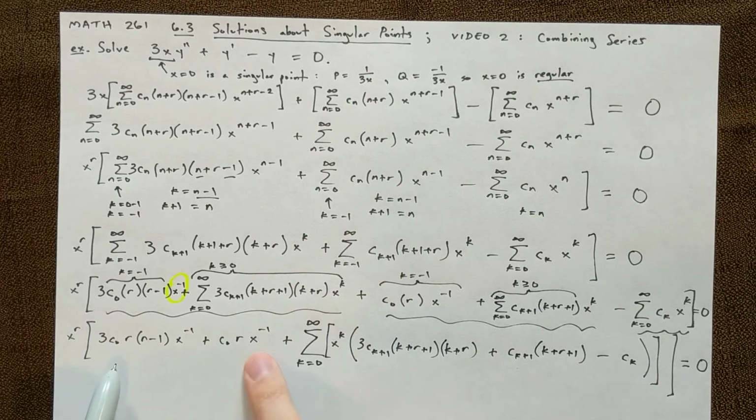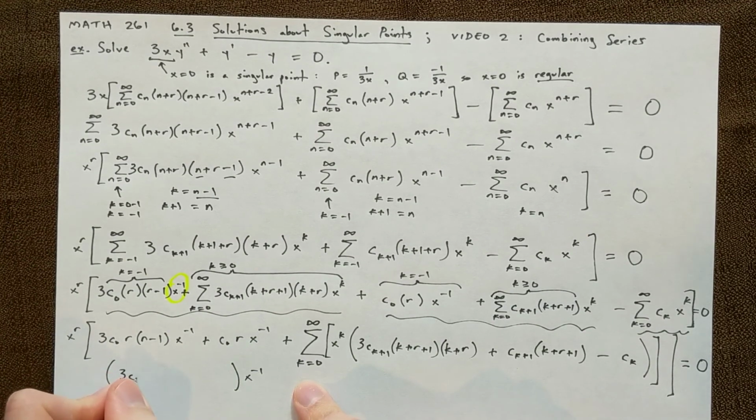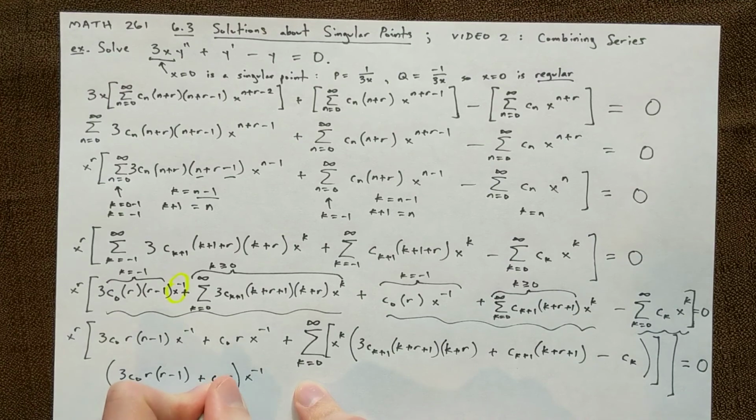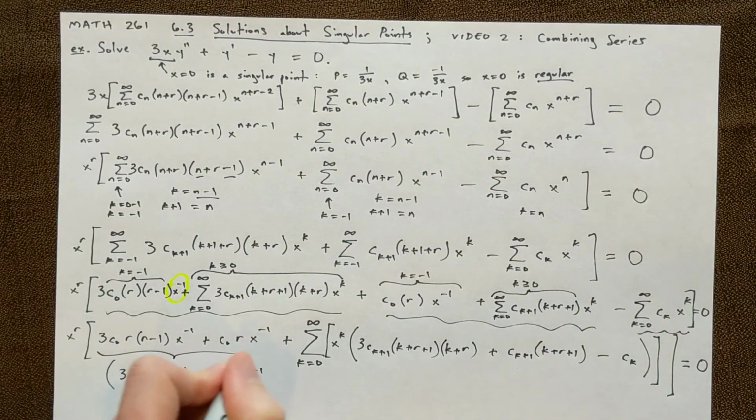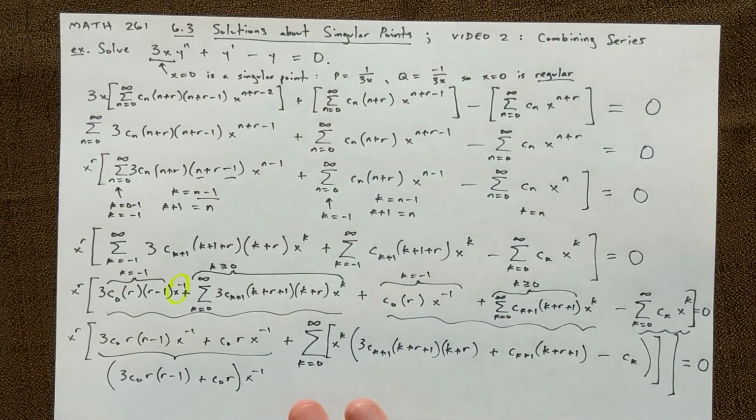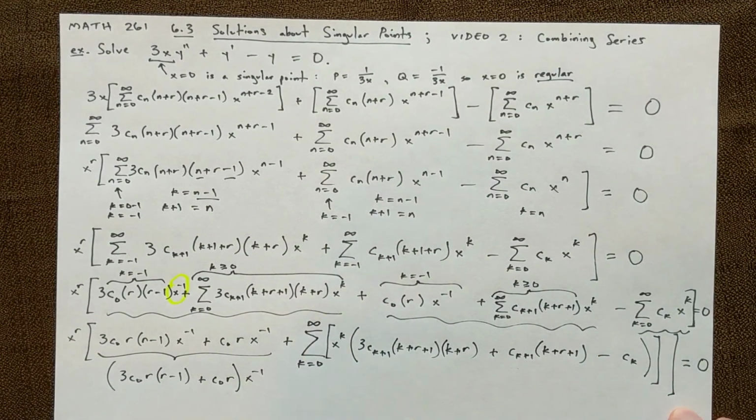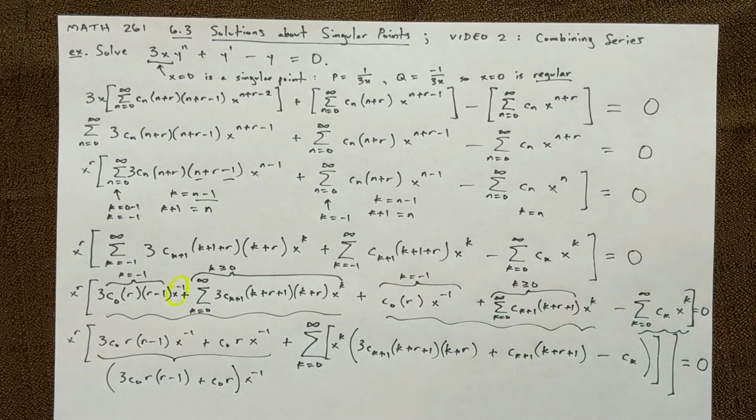The only thing I might want to do is maybe combine these as a single x to the -1, which we could say that's 3c0 r times r minus 1, x to the minus 1, plus c0 r times x to the minus 1. Okay, so I'm not going to recopy this whole thing, but that would be the next step. That would be fully combine all the series as much as you can get them.